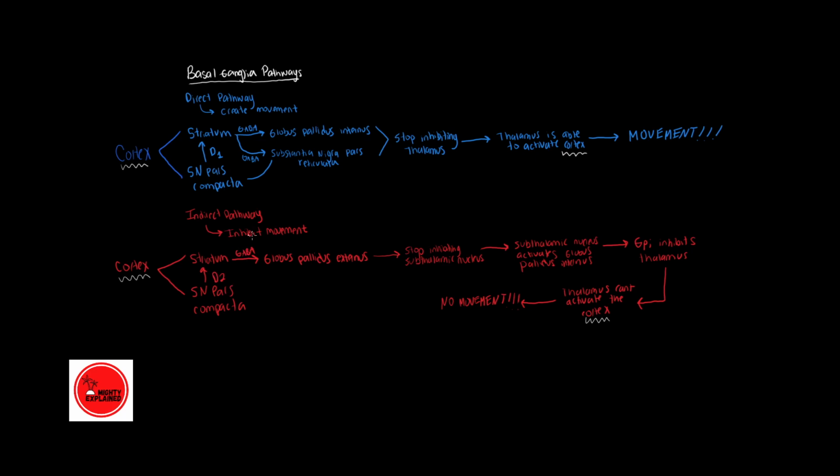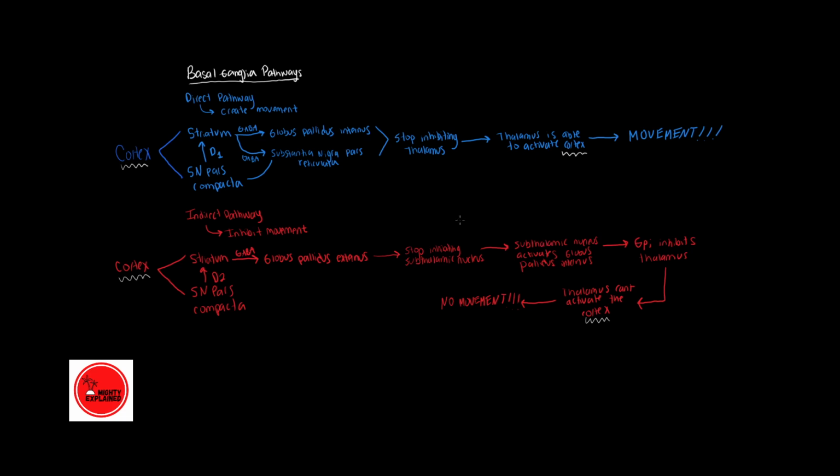So next, the striatum is going to be inhibiting the globus pallidus externus, and when the globus pallidus externus is inhibited, it will no longer be inhibiting the subthalamic nucleus. So at this point, the subthalamic nucleus will be active and able to activate the globus pallidus internus.